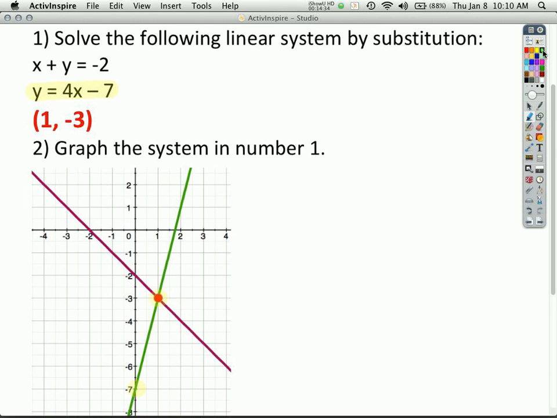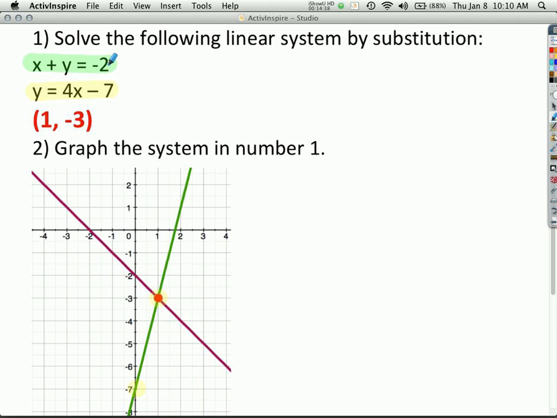What method did you use to graph the other line? Someone help us out, because I know some of you got it. Go ahead, Emily. I did the opposite of A over B. Okay, and that got you what? -1 over 1. And that's the slope. Okay, but what was your starting point then?